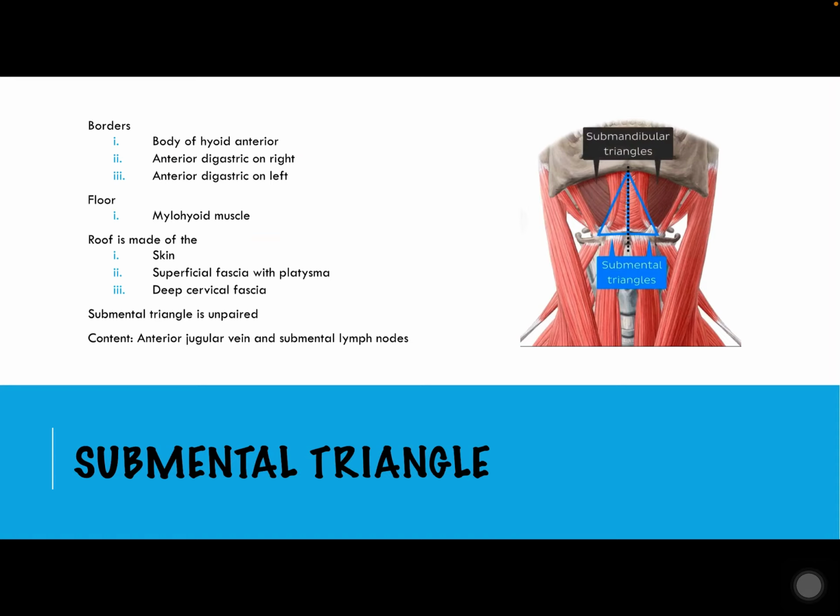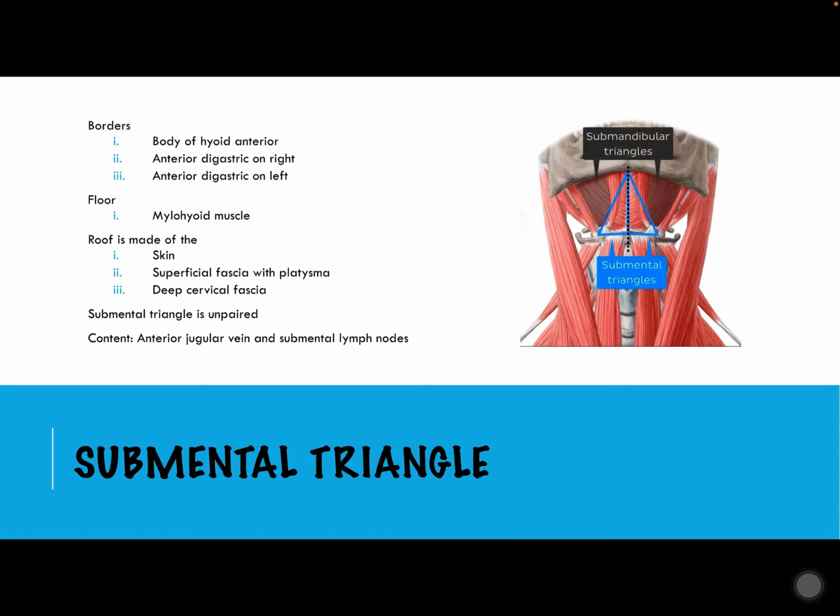The borders of the submental triangle are the body of the hyoid anteriorly, the anterior digastric on the right, and the anterior digastric on the left. It is the only triangle which is unpaired, and it crosses the midline of the neck. The floor of the triangle is made by the mylohyoid muscle, as seen in the diagram.